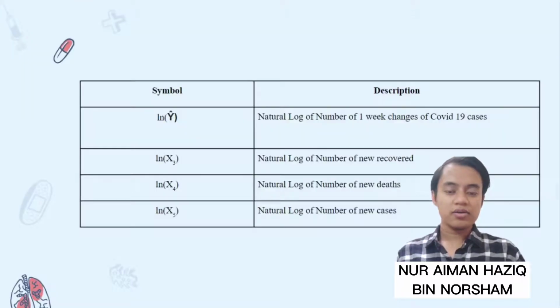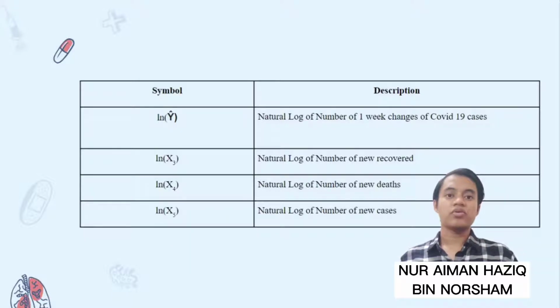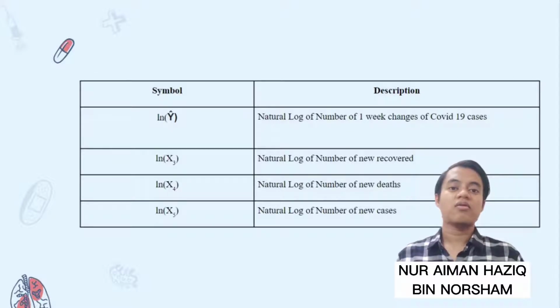Ln Y hat is actually the natural log of the number of one week changes of COVID-19 cases. Ln X3 is the natural log of the number of new recovered. Ln X4 is the natural log of the number of new deaths.